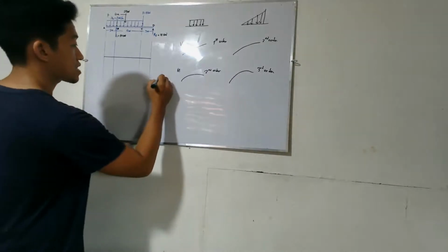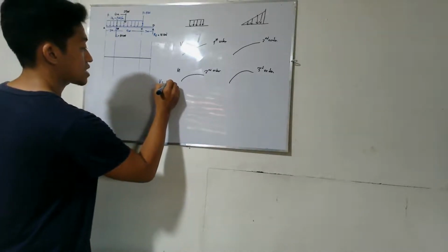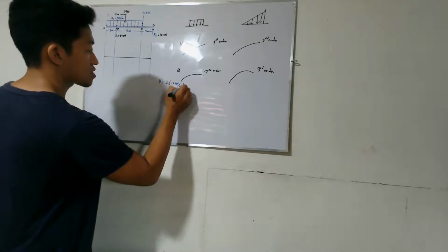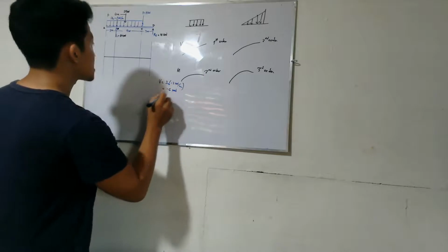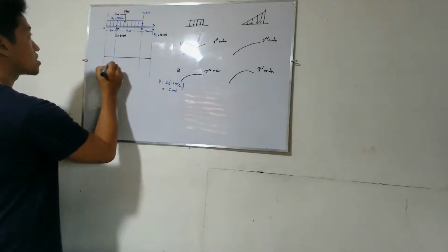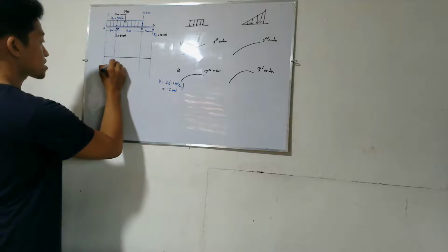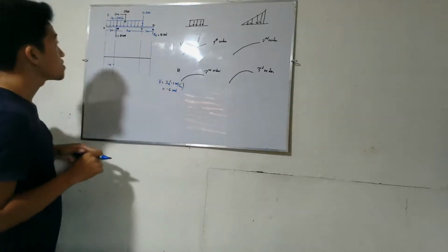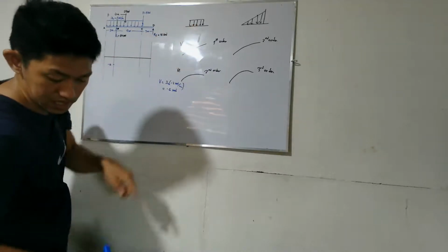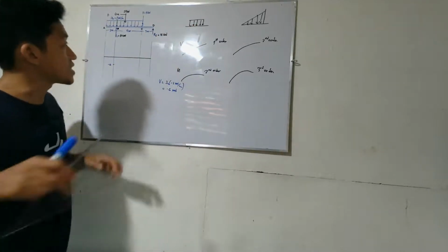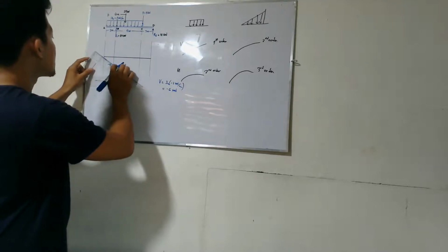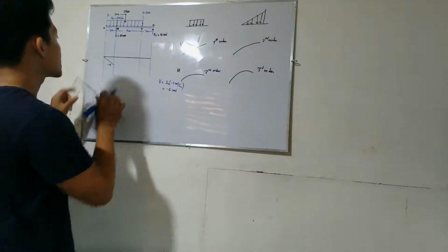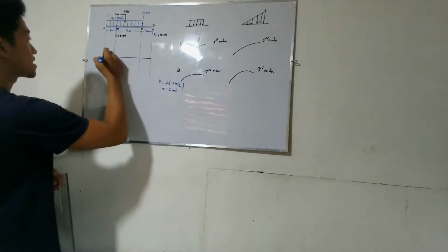Ang V ana is 3 times negative 2 kilonewton per meter times 3 meters. So, negative 6. Negative 6 na siya. Timanan pa down. So, negative 6. Diri. Negative 6. Okay? Again, timanan ka na. Mahimo ng line. First order. Okay, mahimo ng line.